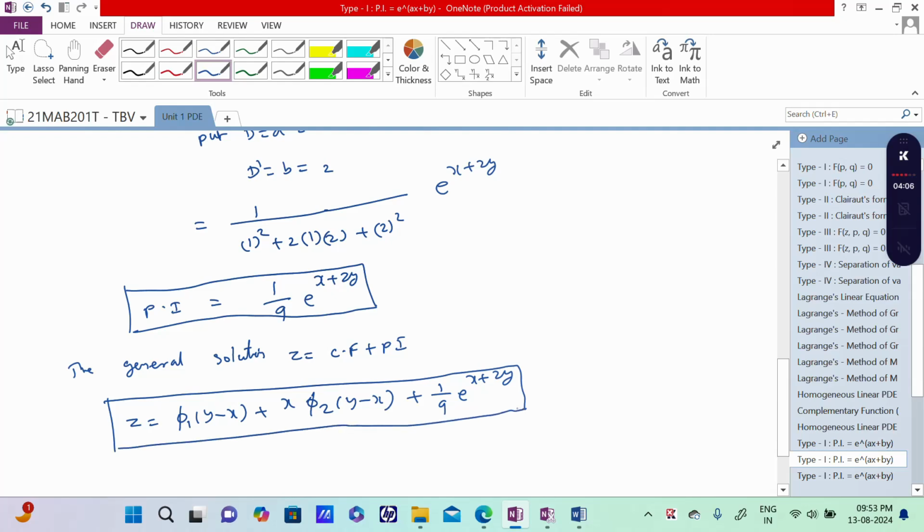So this is our problem. And then, when the particular integral value 1 divided by f of a comma b is non-zero, we proceed this way. Suppose f of a comma b is 0, we have to use some other process. Now the next problem I am going to take.